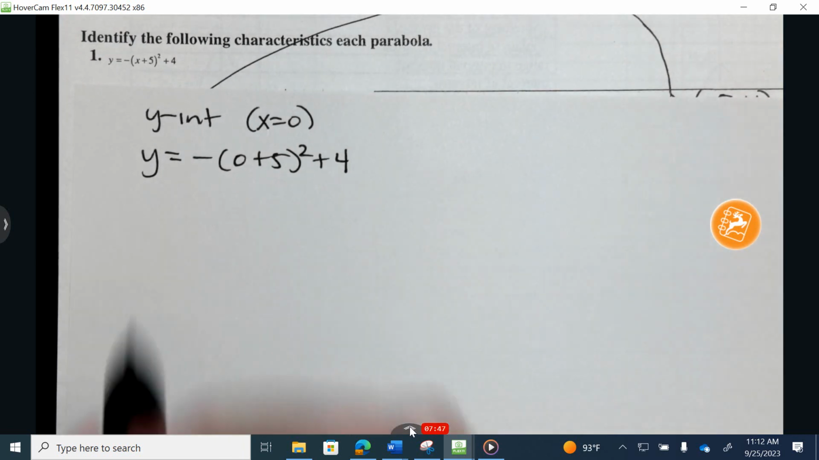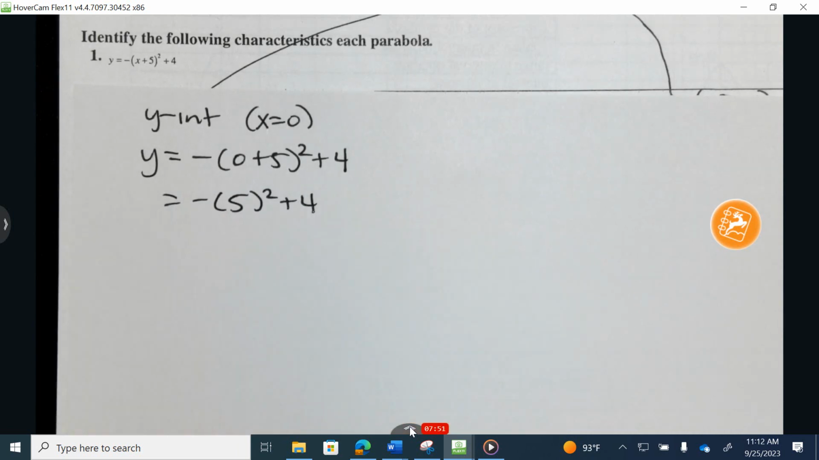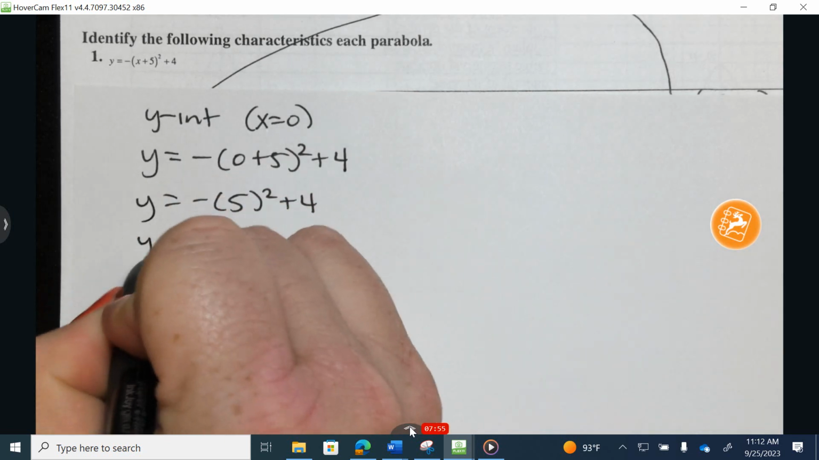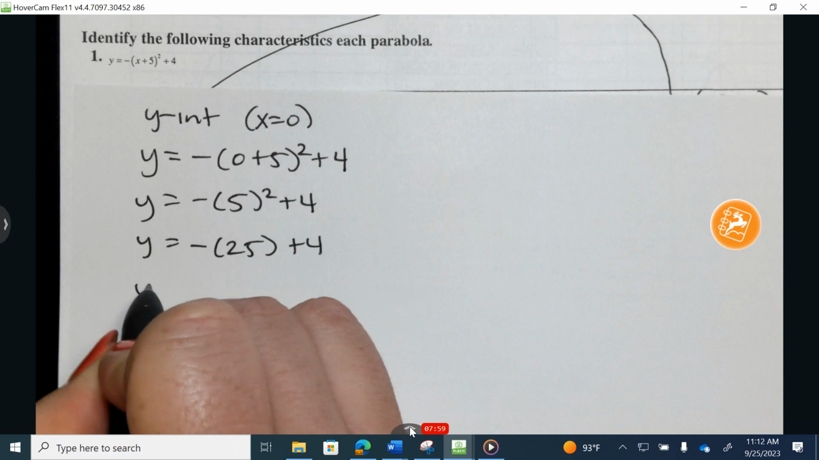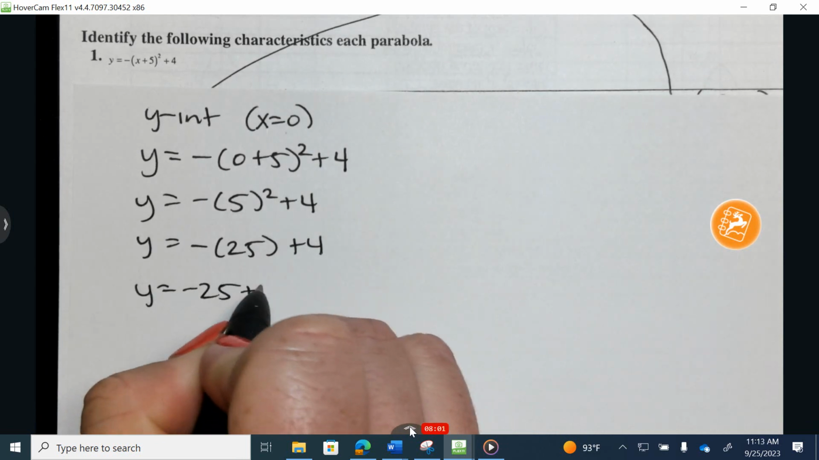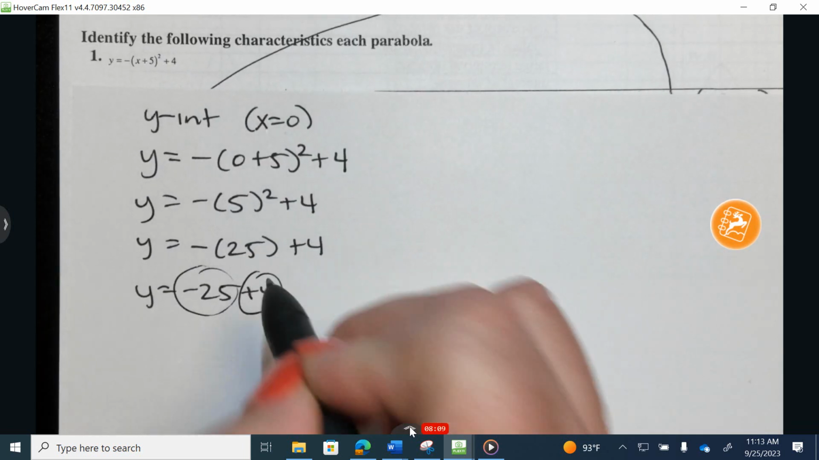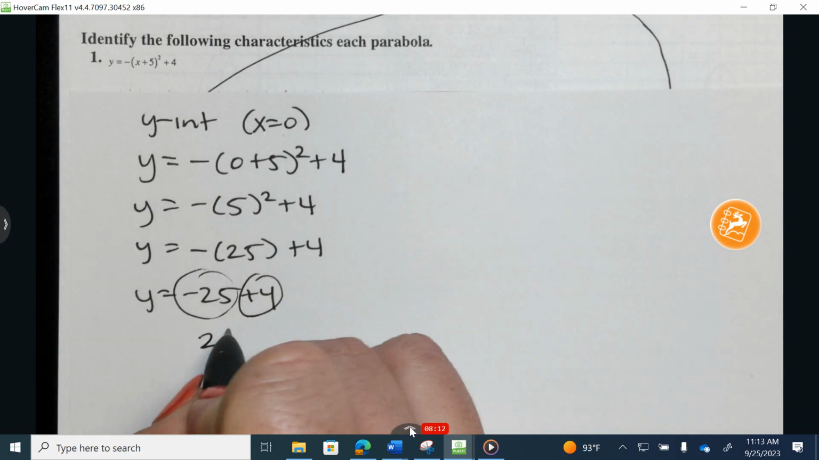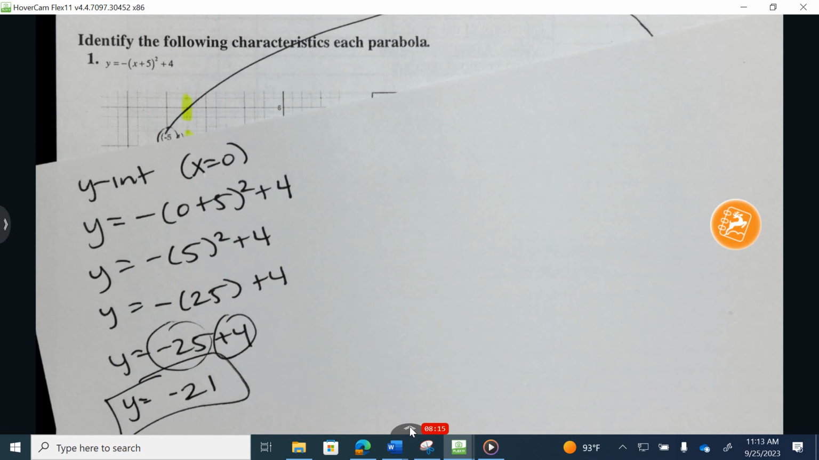0 plus 5 is 5. 5 squared is 25. And now I end up with negative 25 plus 4. If you need to use a graphing calculator, you can do that. Also, you can think that negative 25 and positive 4, they're different signs. When you have different signs and you're combining, you're going to subtract. The sign of the larger number is negative. This tells me my y-intercept.